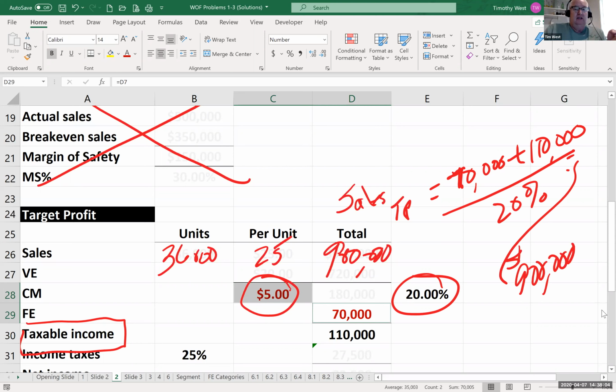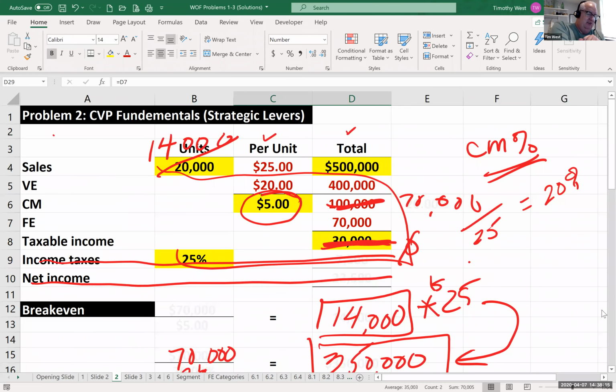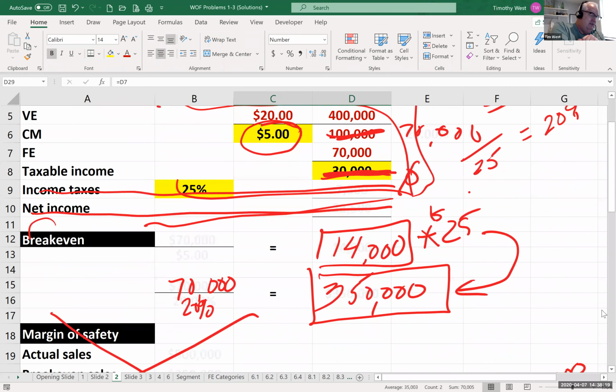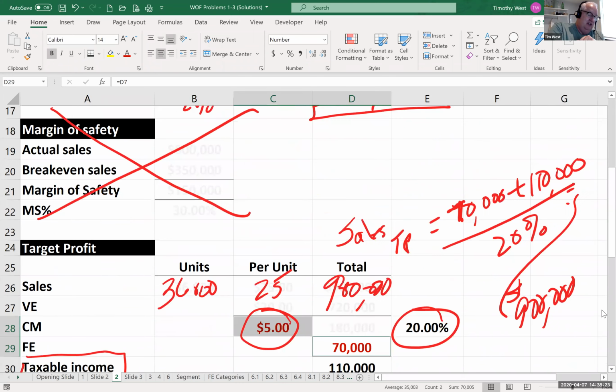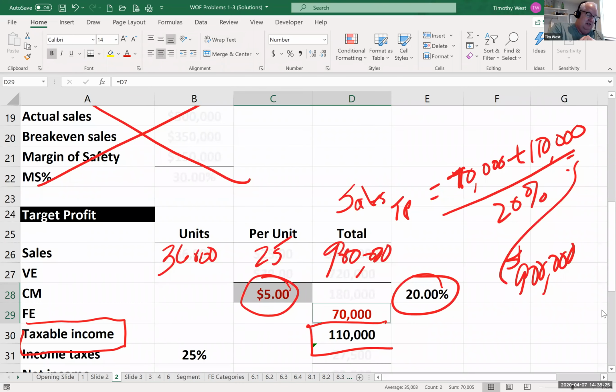Okay. And so those are the pieces of the CVP, cost volume profit, that you're going to have to stay focused on. Don't forget that you're going to need to be able to do this little table. You've got to be able to calculate break even, and then you've got to be able to come over here and hit target profit. I'll have to give you that before tax target profit.